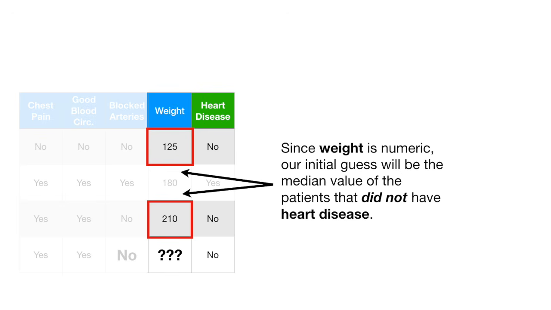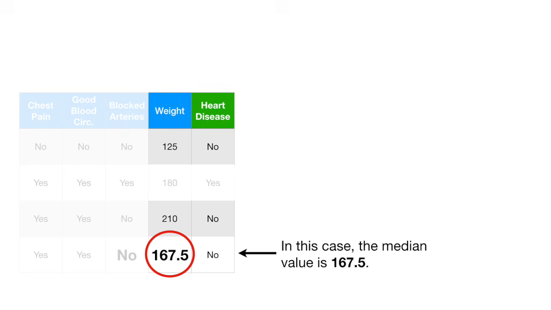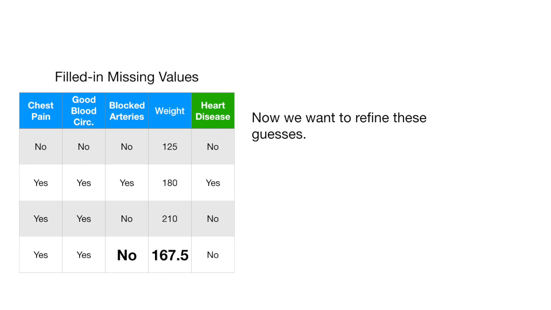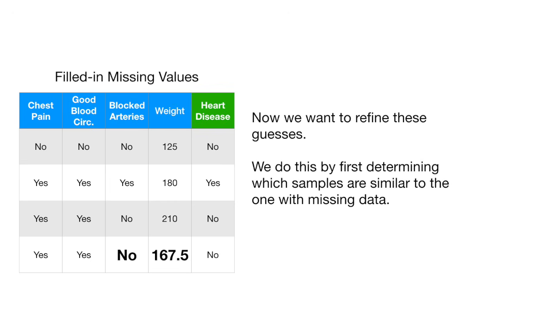Since weight is numeric, our initial guess will be the median value of the patients that did not have heart disease. In this case, the median value is 167.5. Here's our new data set with the filled-in missing values. Now we want to refine these guesses. We do this by first determining which samples are similar to the one with missing data. So let's talk about how to determine similarity.